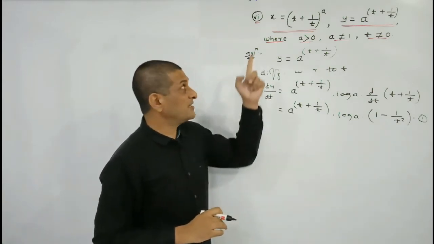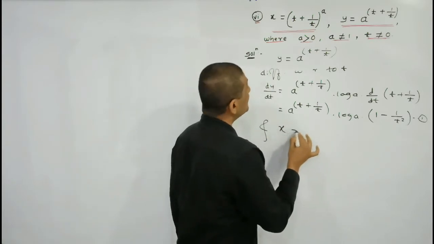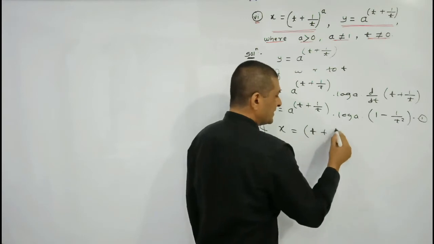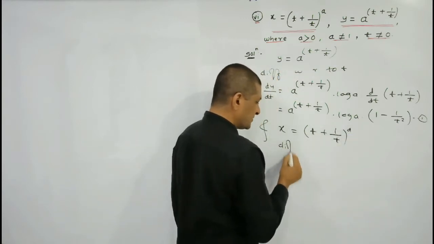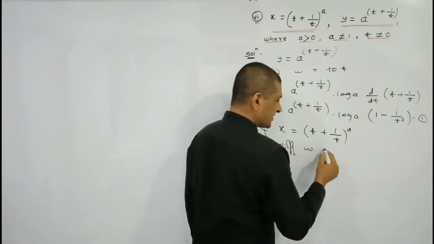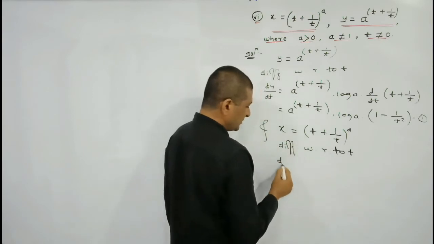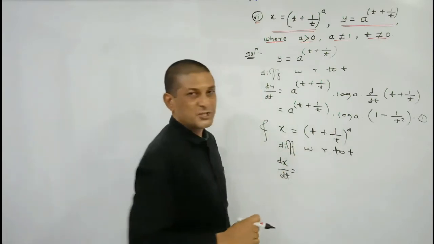Now we are considering x. And x will be equal to, what is the value of x here? t plus 1 by t raised to power a. Let us differentiate it with respect to t. So the derivative of x with respect to t is denoted by dx upon dt. Now we are differentiating this side.